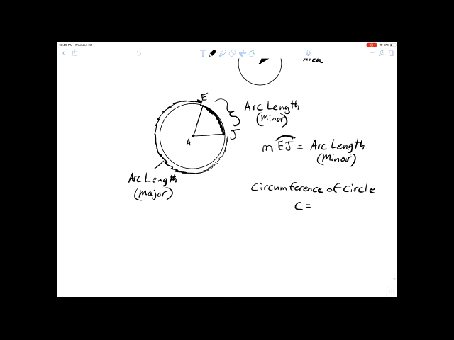Circumference is equal to the diameter times pi. And if you don't have the diameter and all you have is the radius, you're going to double the radius and multiply it times pi. So that's the circumference.